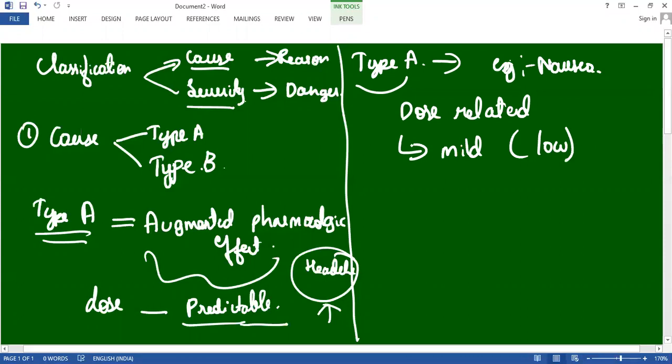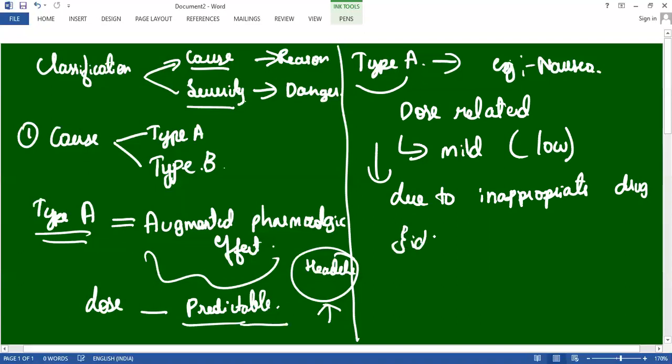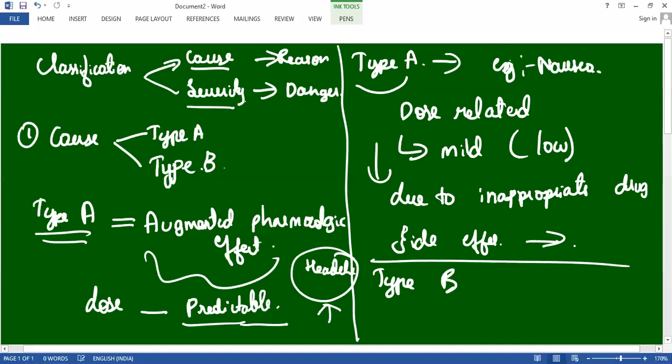This may be caused by an inappropriate drug. If the person consumes an inappropriate drug, the symptoms may occur unknowingly when drug elimination is impaired. And these are side effects. Coming to type B, this type B came after type A was introduced. It was proposed in the year 1970.